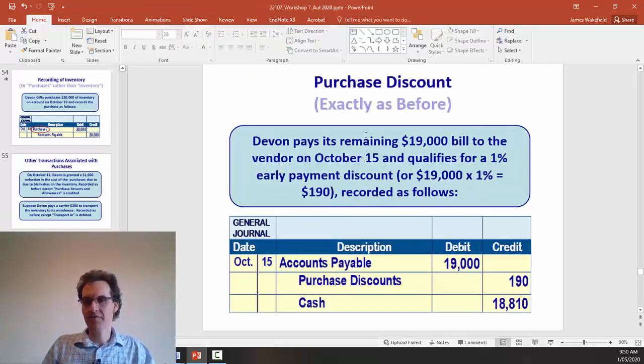What happens if they get a purchase discount? Well, again, we reduce the value of inventory. In this particular case, this is done through crediting the purchase discount account. So we don't credit inventory here, we credit the purchase discount account.